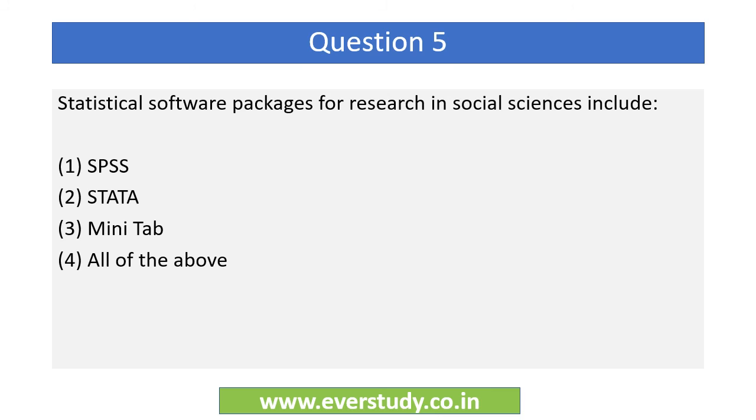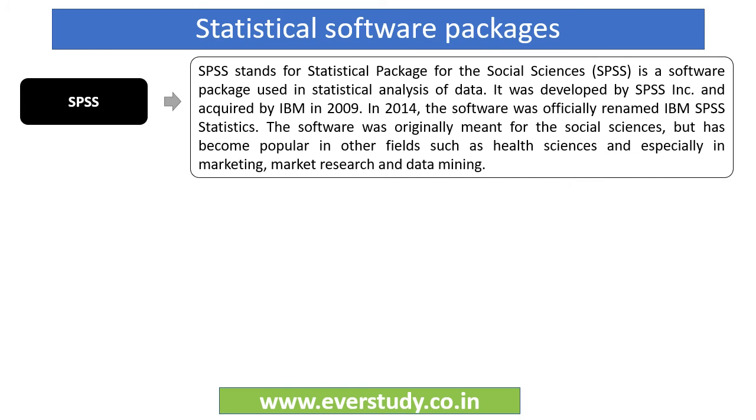Last question is, statistical software packages for research in social sciences include number 1 SPSS, number 2 Stata, number 3 Minitab, and fourth option is all of the above. Now let's discuss these software packages given in this particular question. So the first is the SPSS.